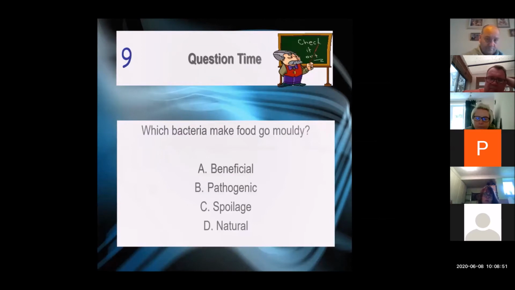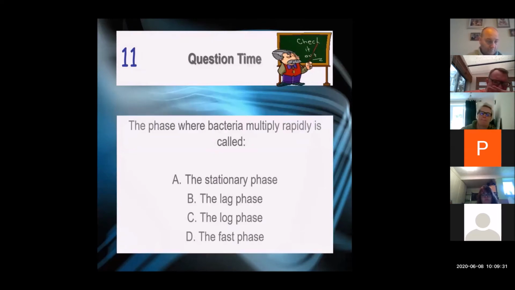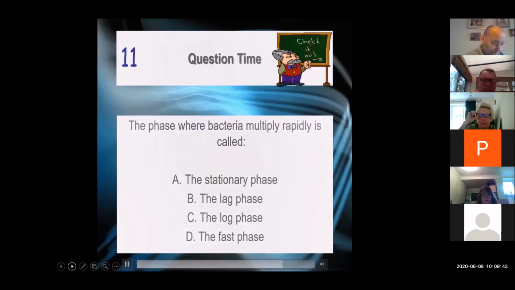Question 9. Which bacteria make food go mouldy? A. Beneficial, B. Pathogenic, C. Spoilage, or D. Natural. Question 10. Bacteria requiring oxygen in order to multiply are called A. Mycotoxic, B. Toxic, C. Aerobic, or D. Anaerobic. Question 11. The phase where bacteria multiply rapidly is called A. The stationary phase, B. The lag phase, C. The log phase, or D. The fast phase.